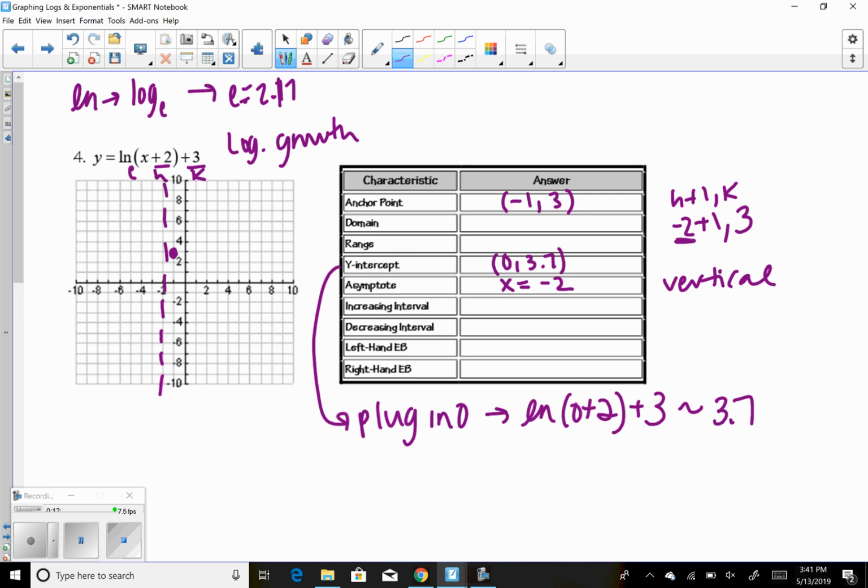All right, so I can plot that. So (0, 3.7), that's somewhere right over there. Well, that's kind of giving me a good idea, right? I knew this was log growth. It's going to hug, and it's going to curve this way.